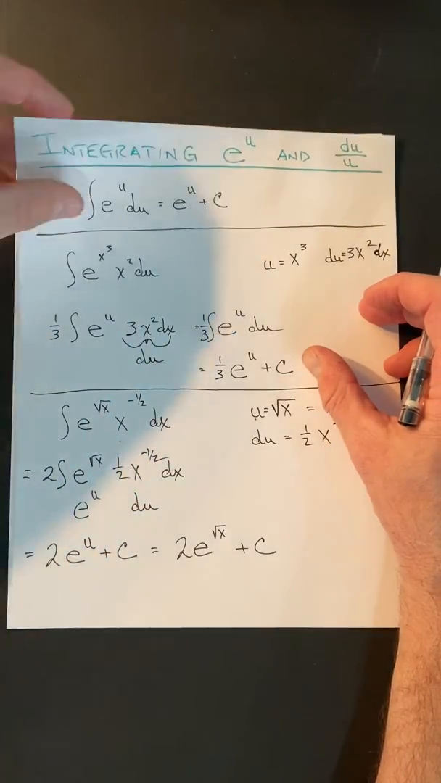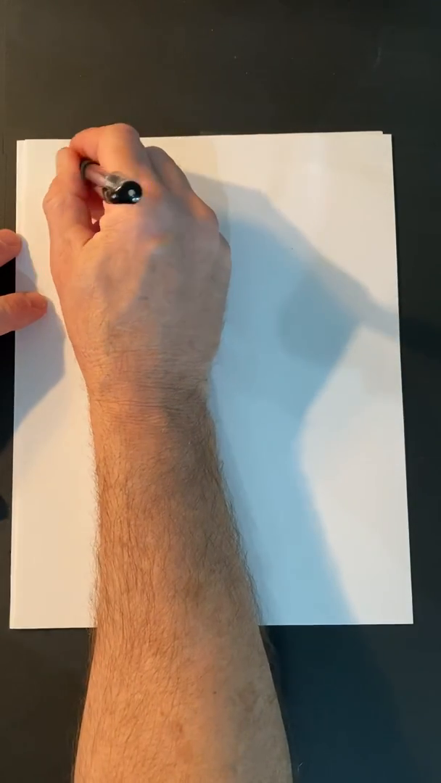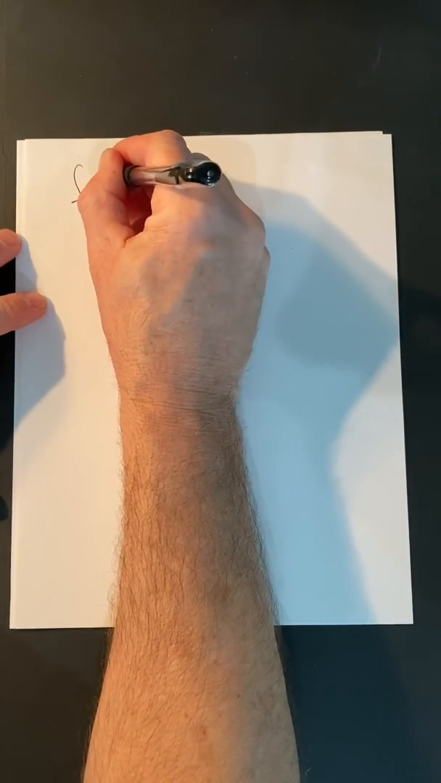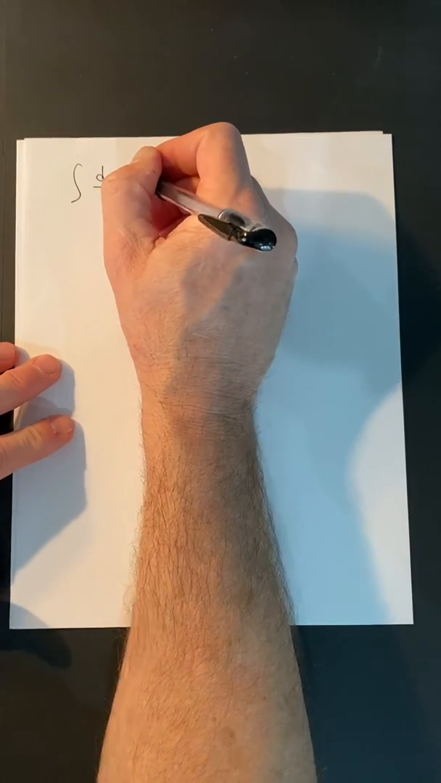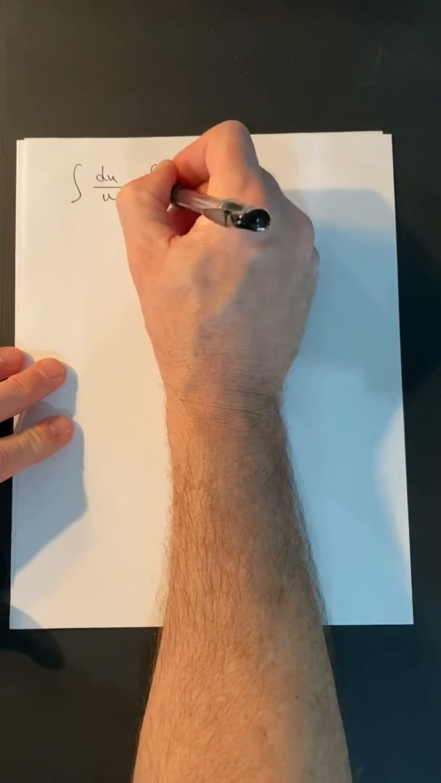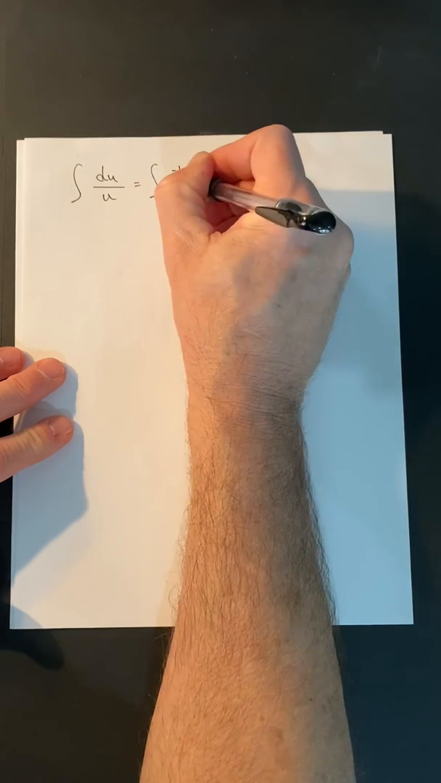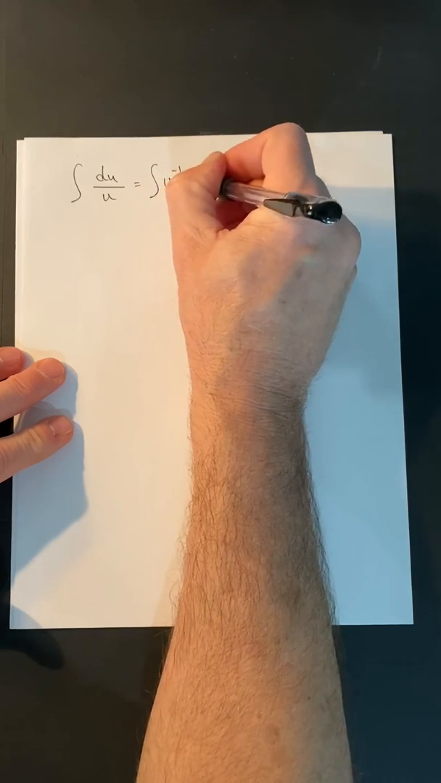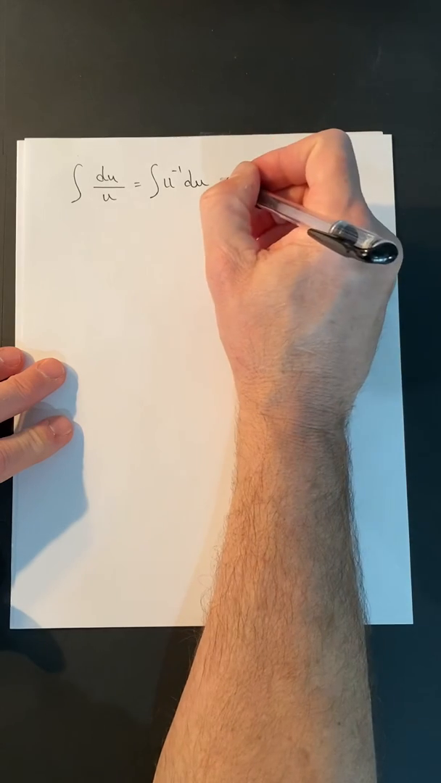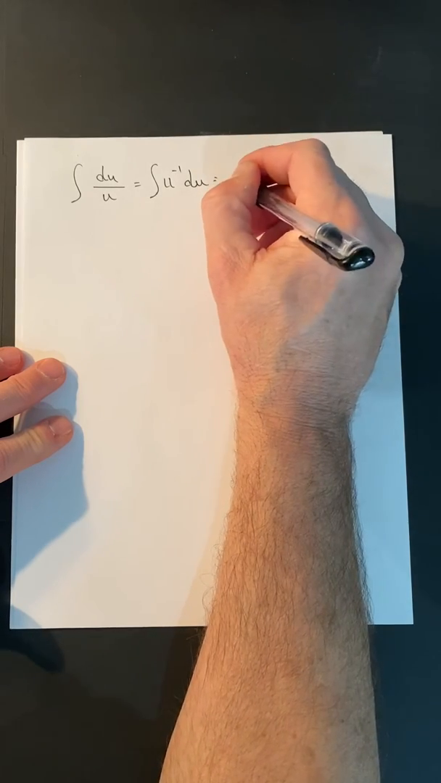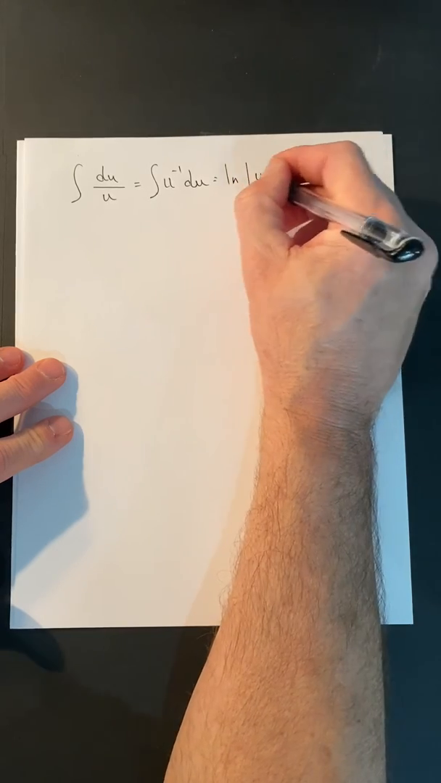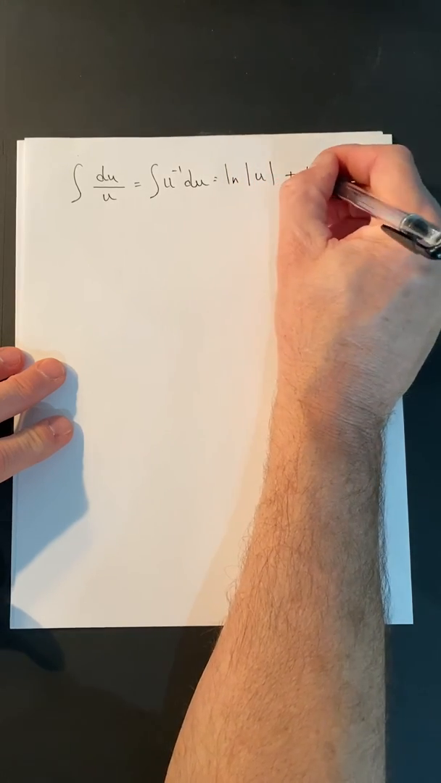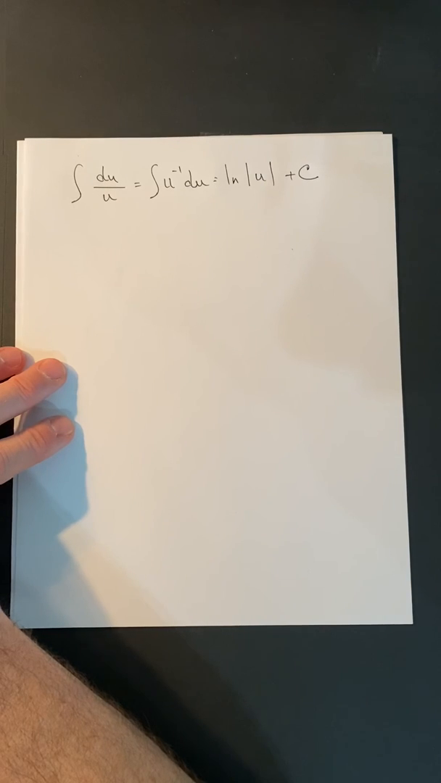So let's look at the integral of du over u, and the formula for that, and you might see some representation of u to the minus 1 du, is simply going to be the natural log of the absolute value of u plus your constant, okay?